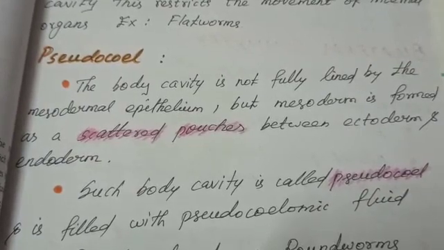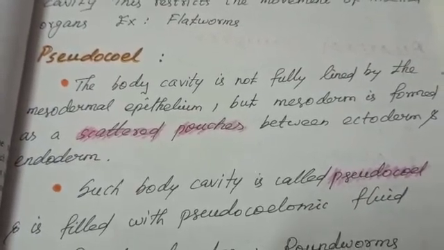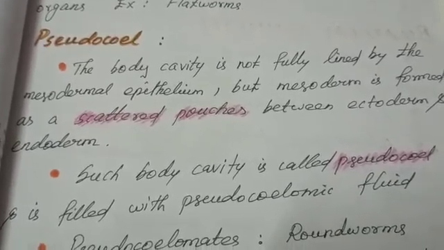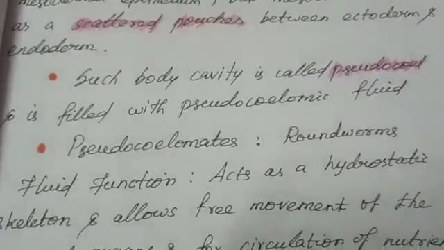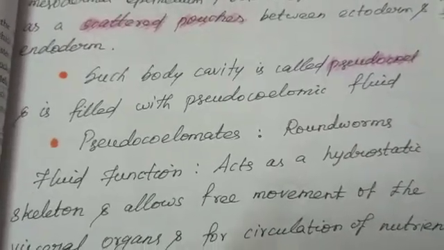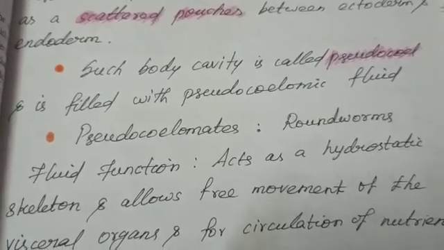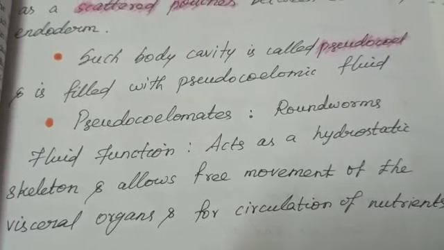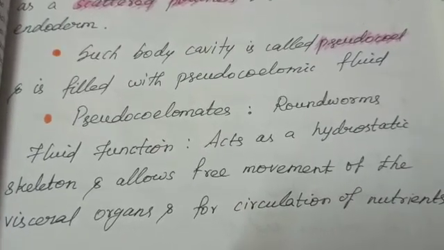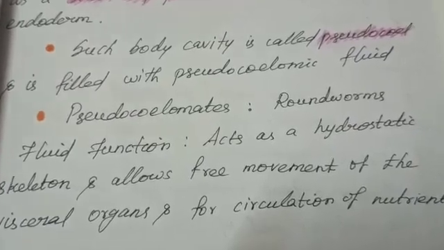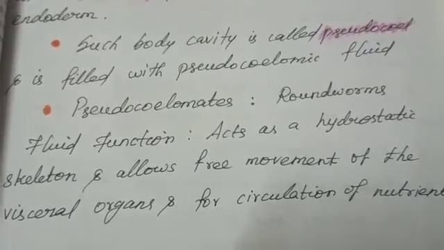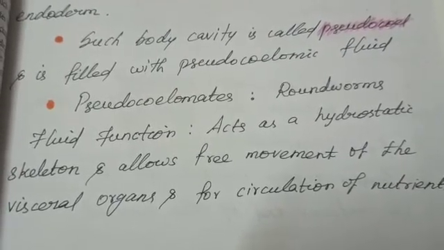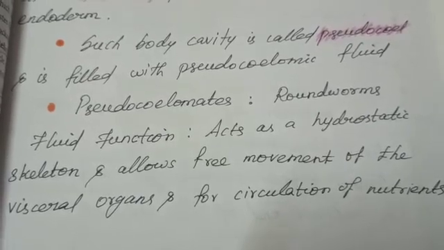Next one, pseudocoel. The body cavity is not fully lined by the mesodermal epithelium, but the mesoderm is formed as scattered pouches between ectoderm and endoderm. Such a body cavity is called pseudocoel, and it is filled with pseudocoelomic fluid. Pseudocoelomates are roundworms. What is the function of the fluid? Pseudocoelomic fluid acts as a hydrostatic skeleton and allows free movement of the visceral organs and circulation of nutrients. So this is the useful character of pseudocoelomic fluid.